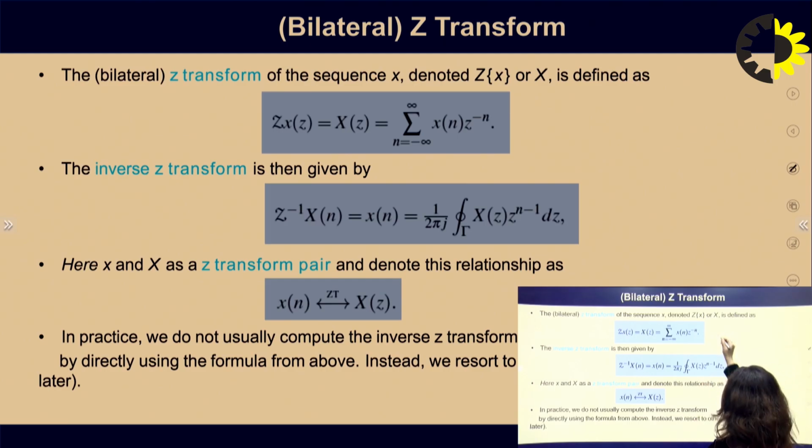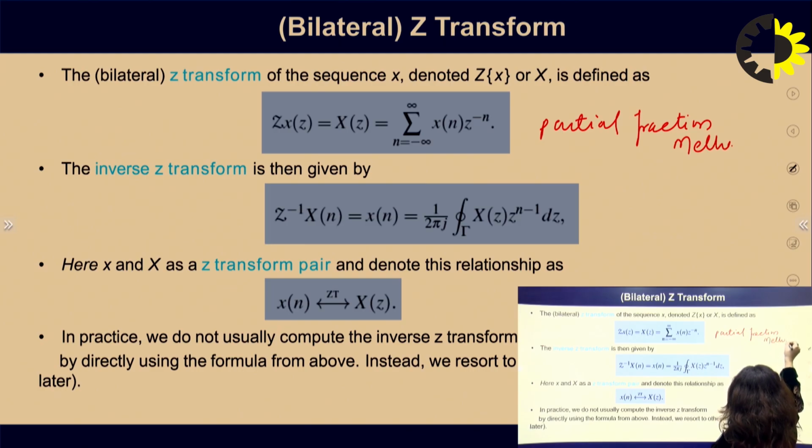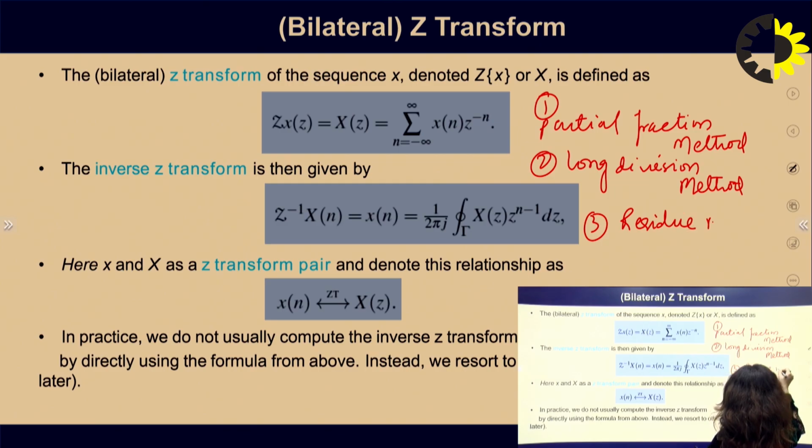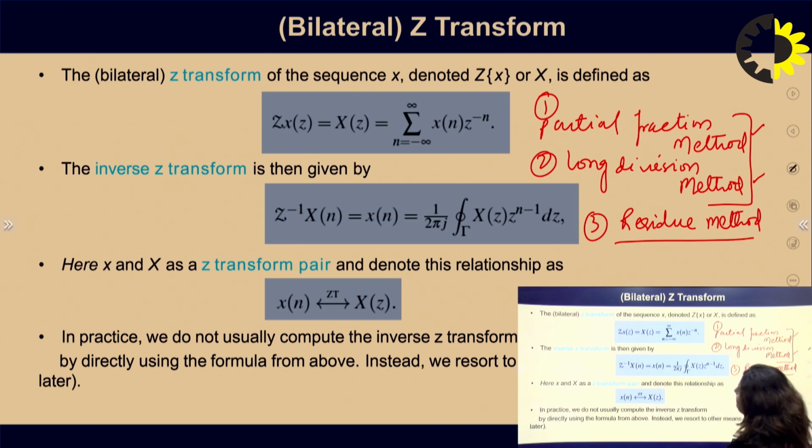Basically, there are three methods for inverse transform calculation: partial fraction, second is long division, and third is the residue method. We can also use the residue method for calculating the inverse Z transform. Basically, we use the partial fraction method or the long division method more frequently.